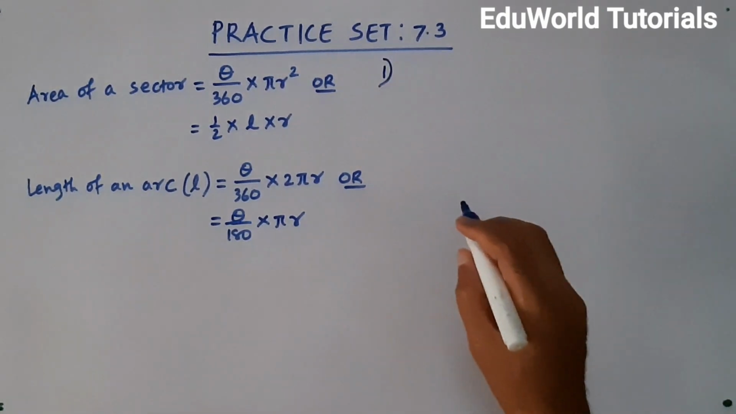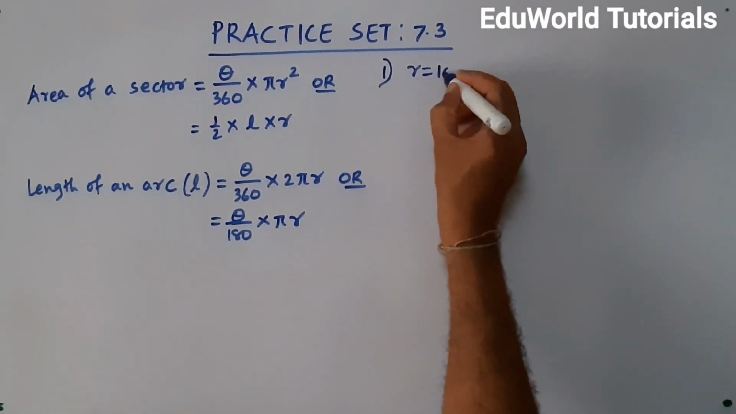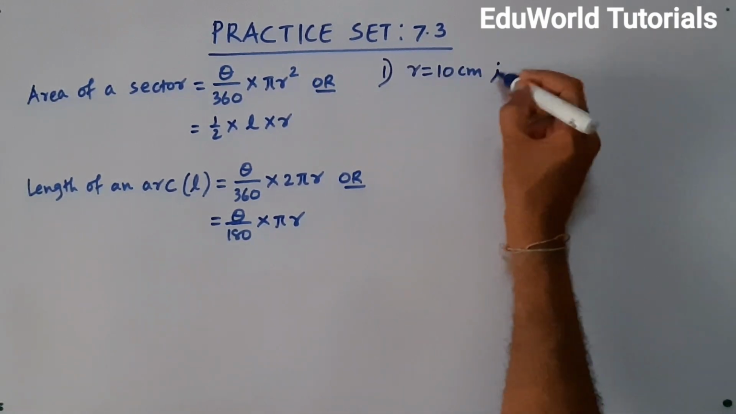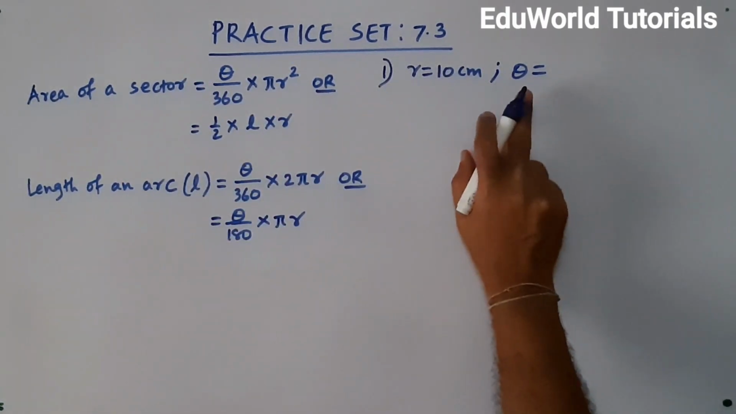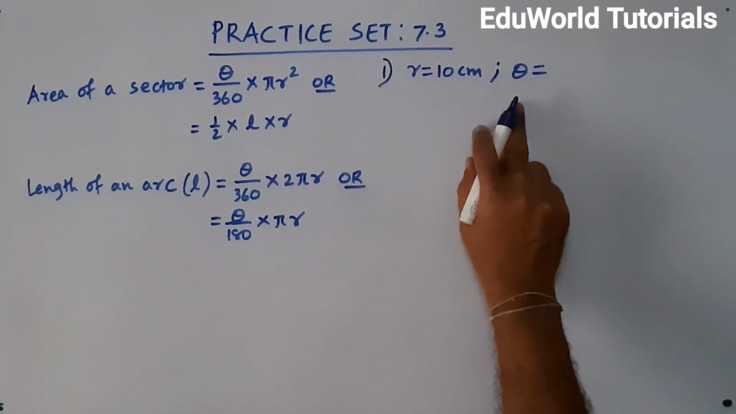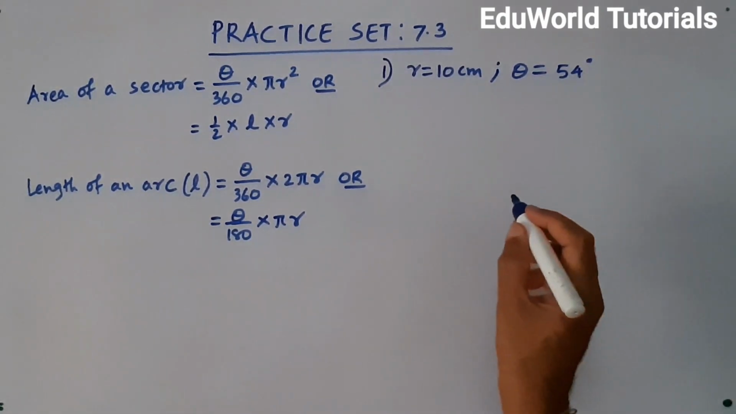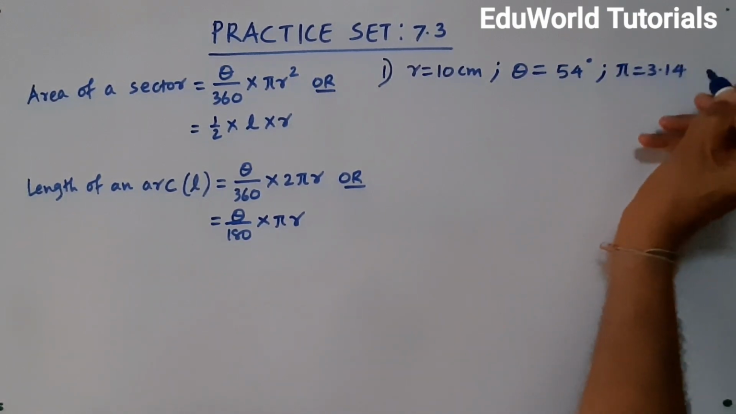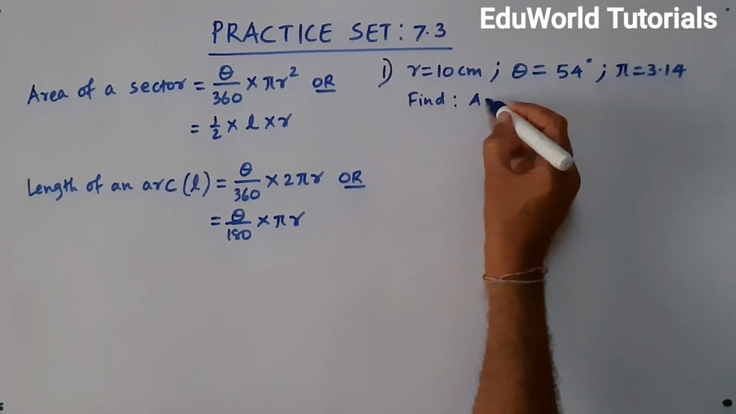Now I am reading the first sum. It says that radius of circle is 10 centimeter. You know radius is denoted by letter r, and measure of an arc of the circle is 54 degree. Measure of an arc is nothing but theta, which we use in the formula. Remember, measure of an arc and length of an arc are different. So theta is 54 degree, and they have asked us to find area of the sector, taking pi equal to 3.14.